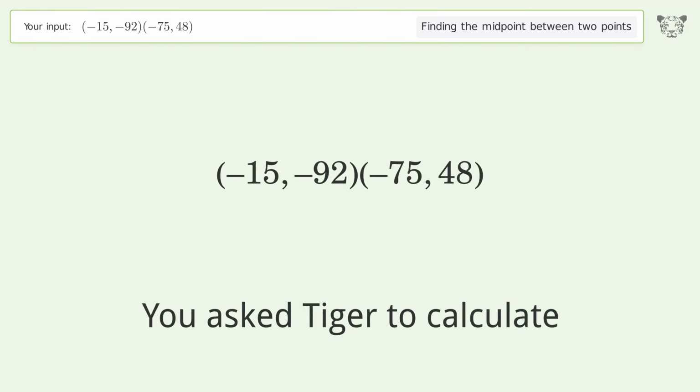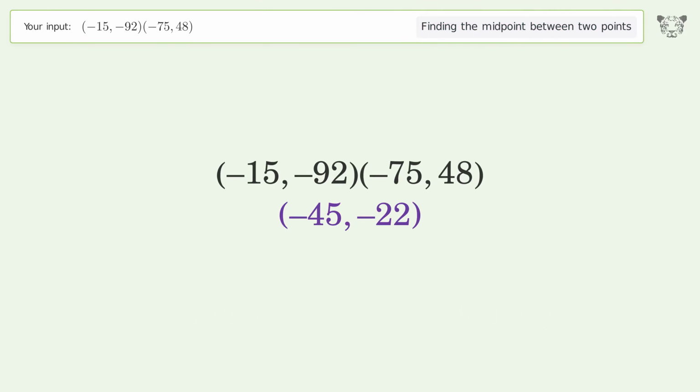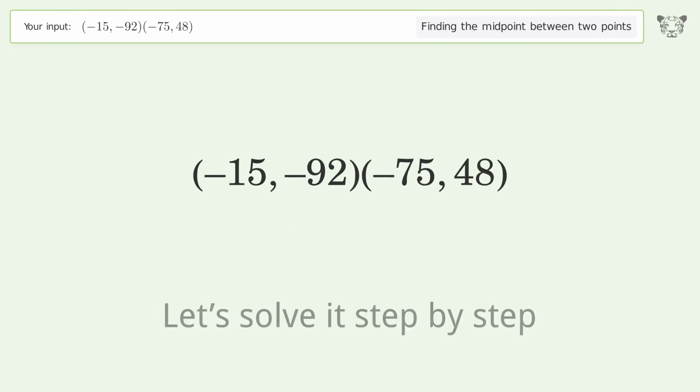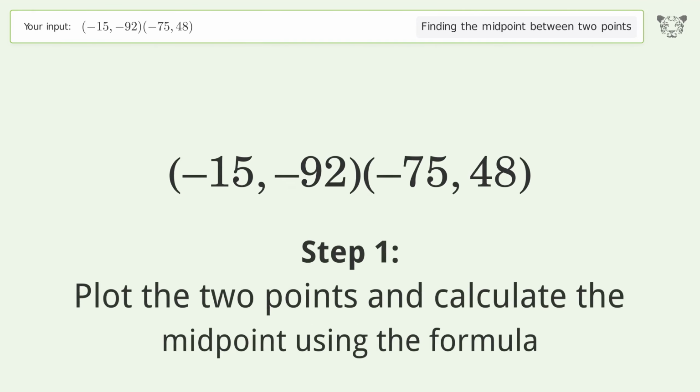You ask Tiger to calculate. This deals with finding the midpoint between 2 points. The midpoint between the 2 points is -45, -22. Let's solve it step by step. Plot the 2 points and calculate the midpoint using the formula.